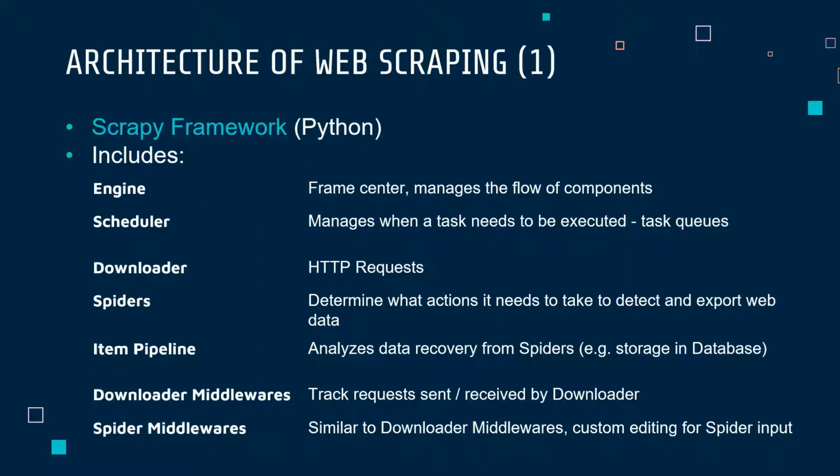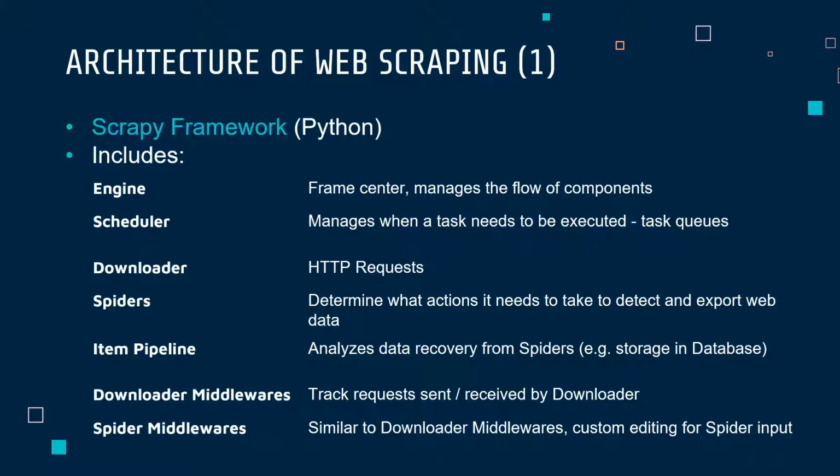The third one is the downloader, which will handle all of the HTTP requests that are sent to the websites in order to scrape the data. The fourth one is the spiders, which basically determine what actions need to be taken in order to detect and export the web data. The fifth one is the item pipeline, which will analyze the data from the spiders.